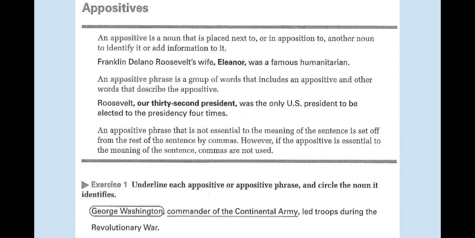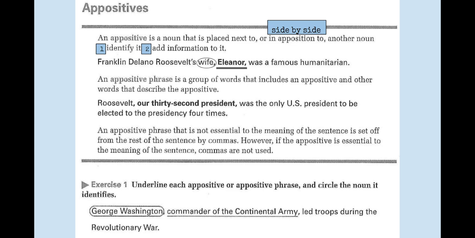few appositive and appositive phrases that are a bit confusing. So we need to remember that an appositive is a noun that is placed next to or in opposition to, which just means side by side, another noun to identify or add information to it. So those are the two things that it can do. For example, Franklin Delano Roosevelt's wife, Eleanor, was a famous humanitarian. So Eleanor here is our appositive that is identifying our noun, wife.